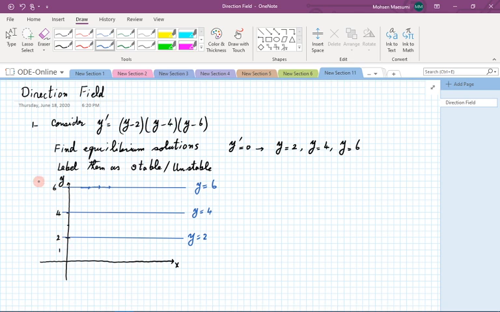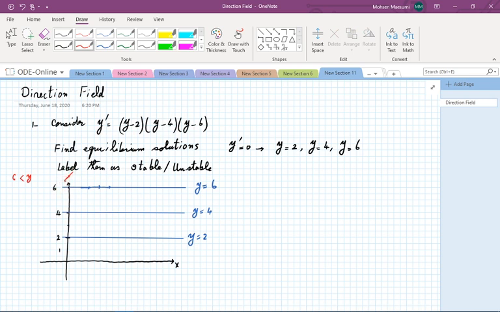These 3 lines are going to divide the plane into regions 1, 2, 3, 4, and we want to decide what happens if you start anywhere between these lines. So let's start from the very top. If I am here above 6, so if my y is larger than 6, then all 3 factors are going to be positive. Therefore y prime is positive. That means at this point I'll be moving up.